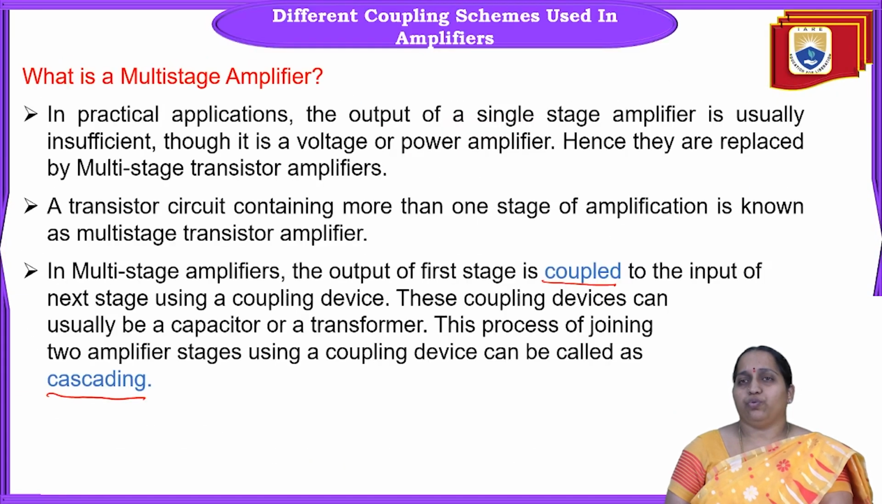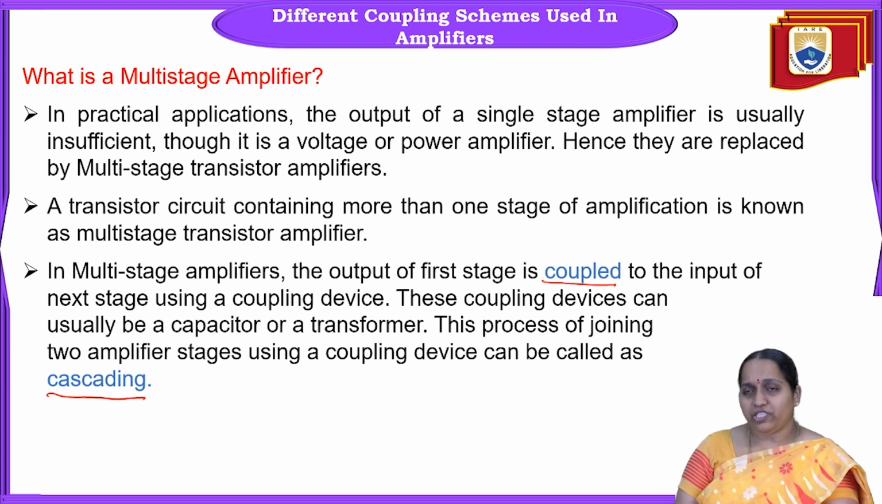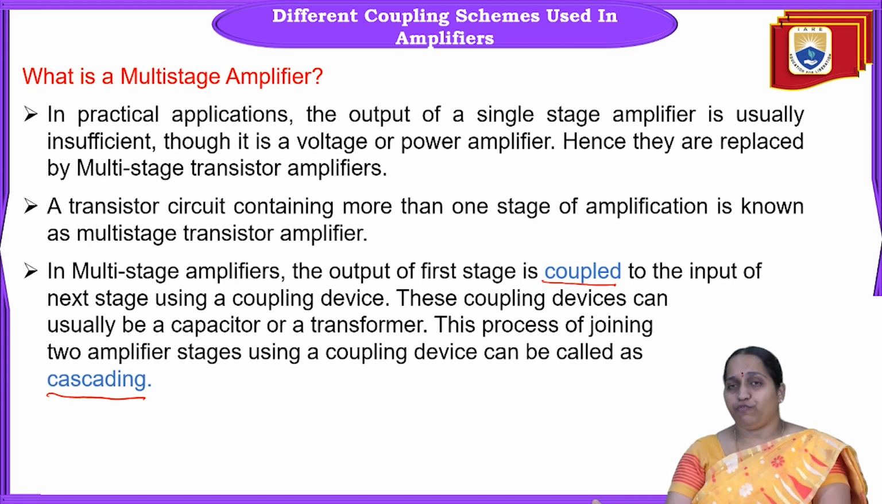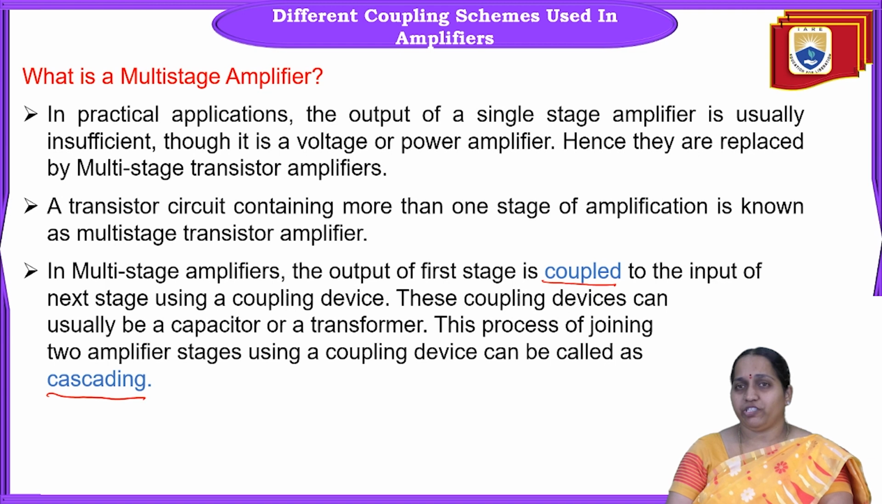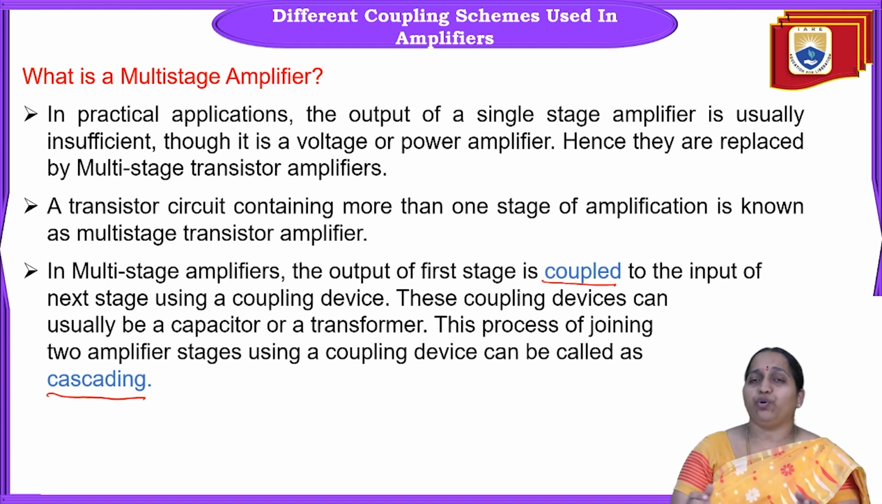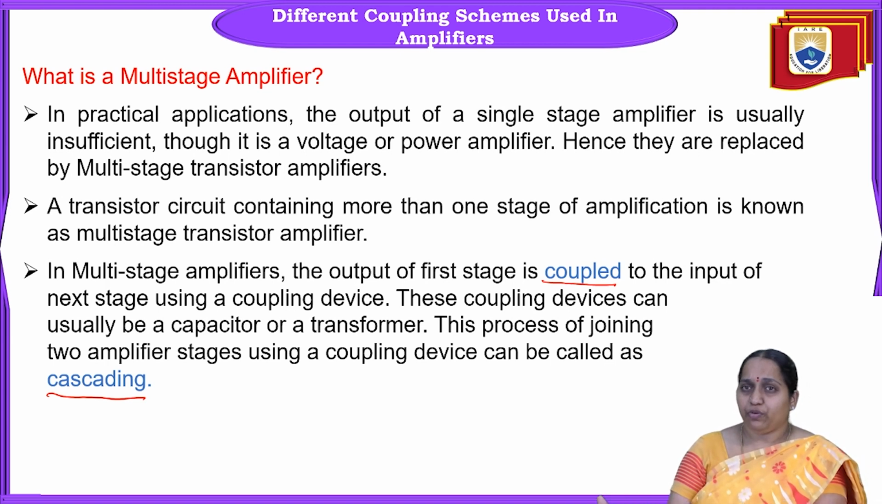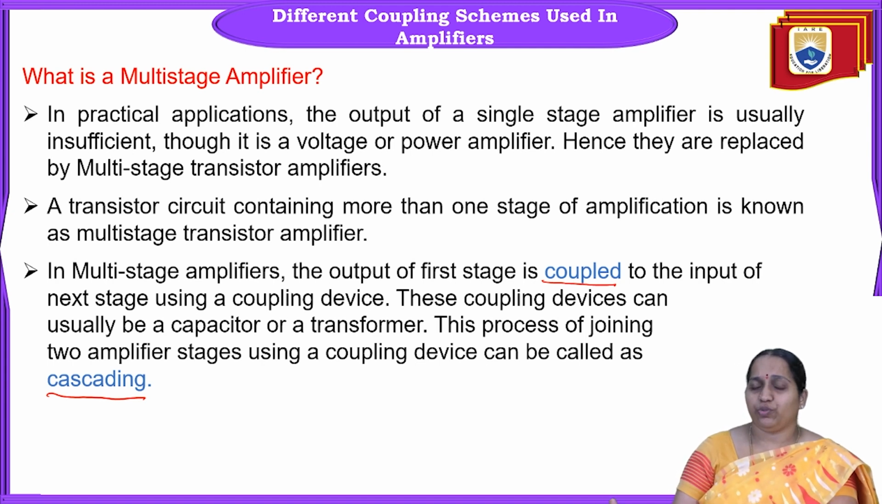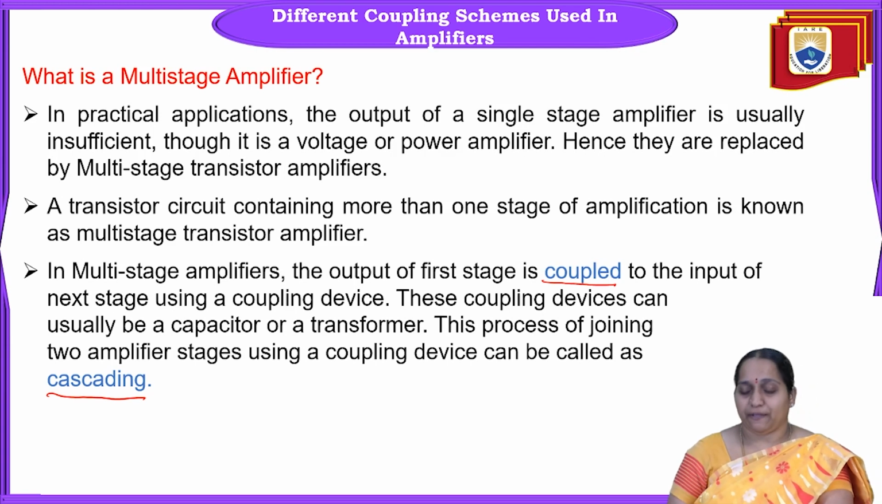Okay. So, different coupling schemes. Before studying different coupling schemes, a multi-stage amplifier is an amplifier in which more than one amplifier stage is used, or you can say it contains more than one stage of amplification. That is called a multi-stage transistor amplifier. Now, how are you going to connect different stages of the amplifier? The output of one stage is connected to the input of the next stage by making use of a coupling device. This process of joining the amplifier stages using a coupling device is called cascading.